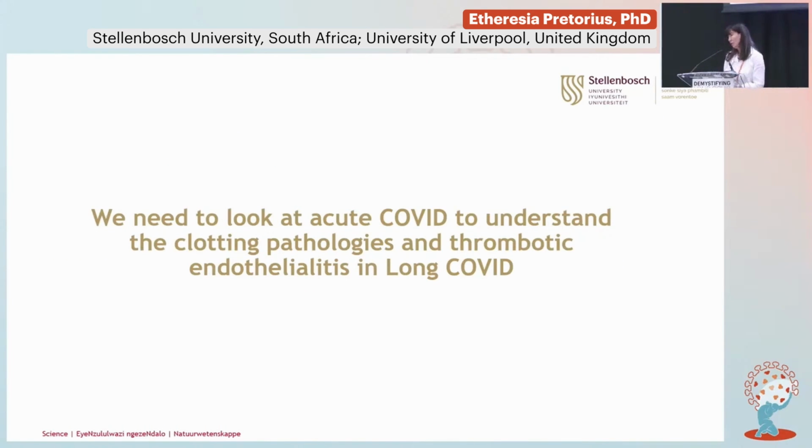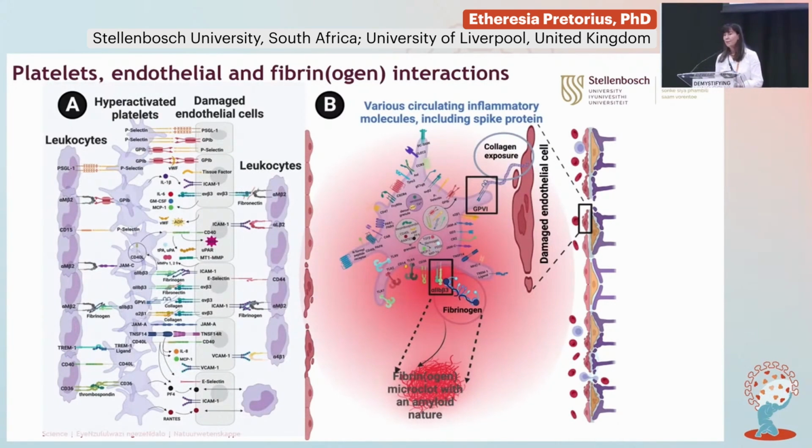So just to return to COVID and long COVID. We need to look at acute COVID to understand the clotting pathologies and the thrombotic endotheliitis that will result in long COVID. If we look at what happens in acute COVID and then also translated to long COVID, there are numerous activation processes happening, particularly looking at the platelets as well as fibrinogen, where these activation processes activate and damage the endothelial layers. We know that from the acute phase, but we also know that it is happening in long COVID.